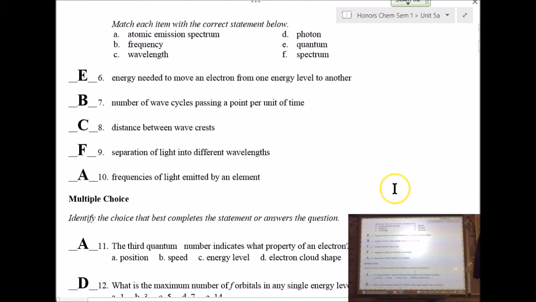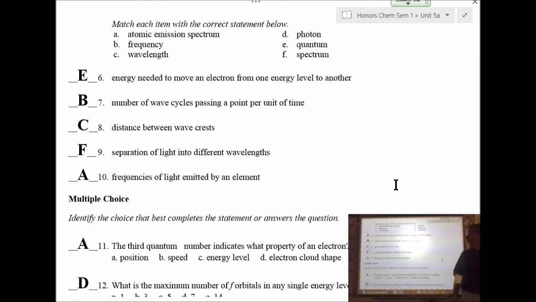All right, looking at 6 through 10. Number 6, energy needed to move an electron from one energy level to another one. In the notes, I had that at the beginning as a quantum of energy. You won't hear me use that terminology. We don't use that in AP Chemistry. I will say what happens when energy is absorbed or what happens when energy is released. So just to make sure we're on the same page there.